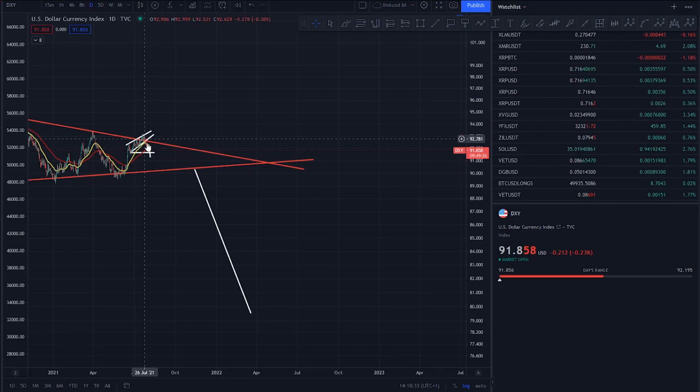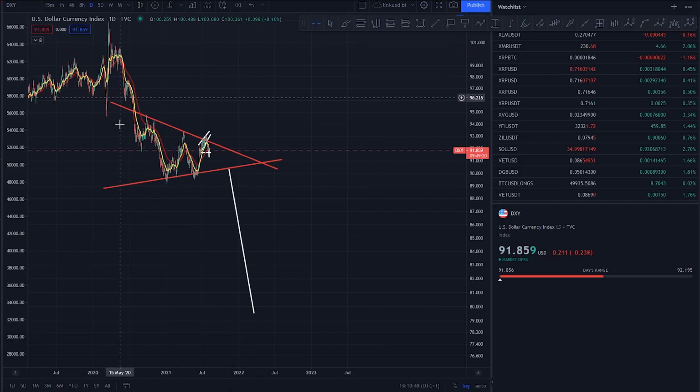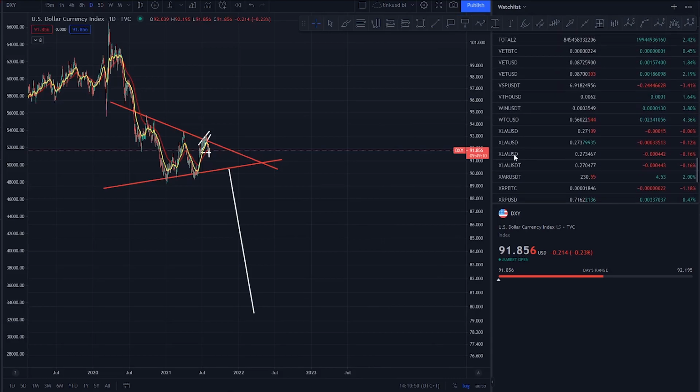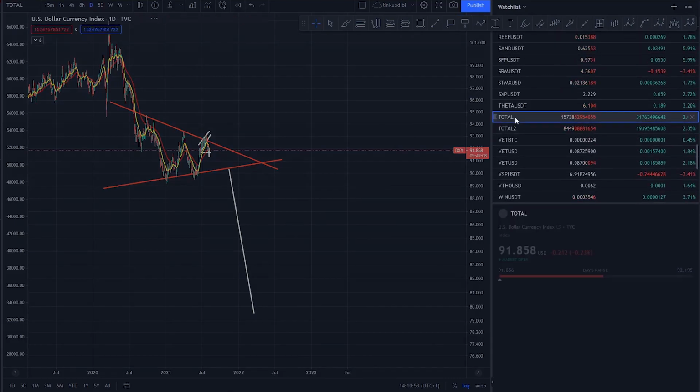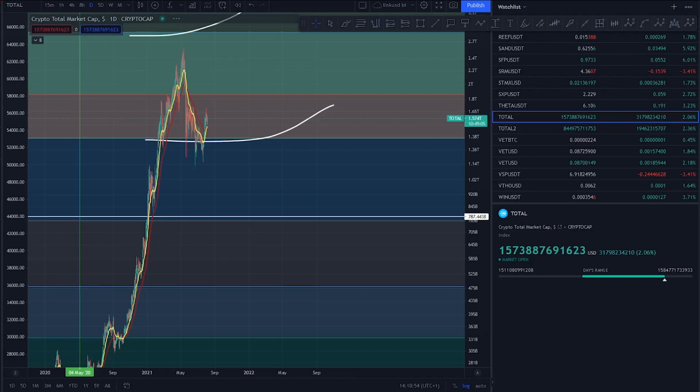Providing the DXY does fall here and loses its level of support, you're looking at a continuation of a downtrend for the DXY, a little leg and then continuation. This is going to be a massive fifth wave, and this way you're going to see that massive appreciation for crypto against the dollar. So just here we're going to look at the total market cap. So this is total market capitalization of crypto.